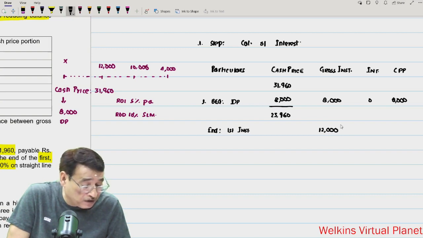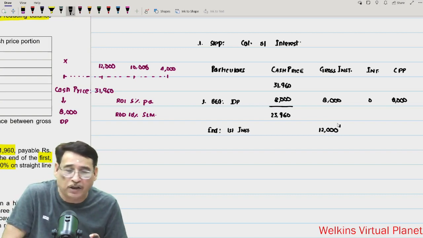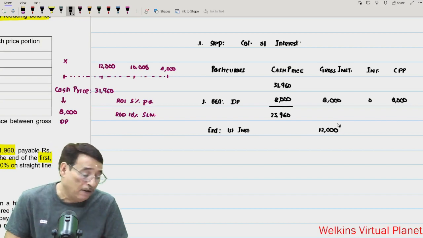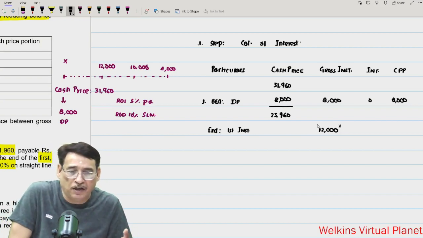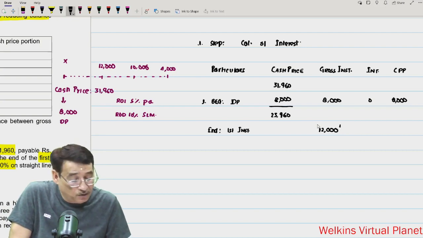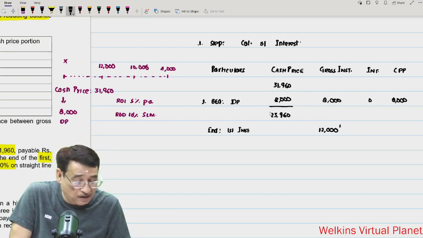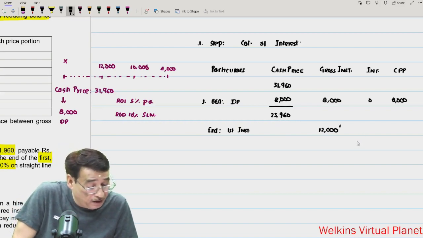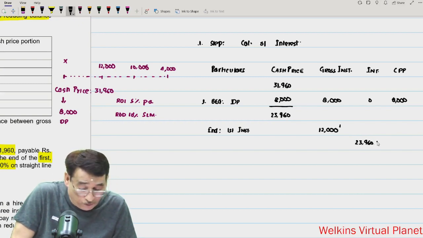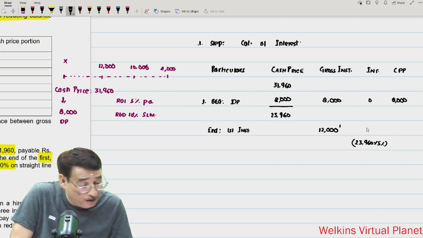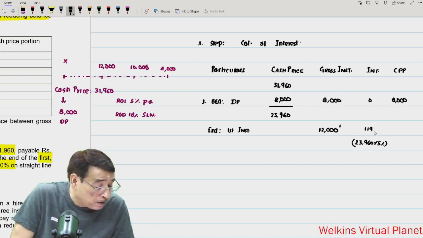Is it clear to you? First, in the column of the gross installment, you write 12,000, because this is the amount of the installment. Now, what portion of 12,000 contains payment for interest? In order to know that, as I told you in the last session also, you have to now compute interest on 23,960. The rate of interest was 5%, so you will have to apply 5% to 23,960. You will get 1198.